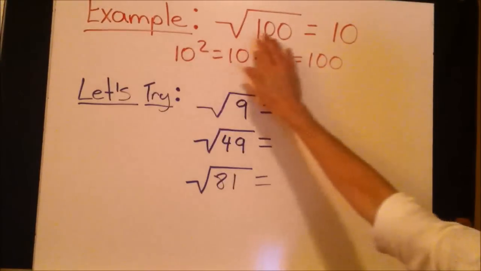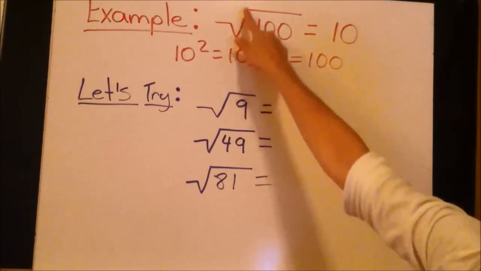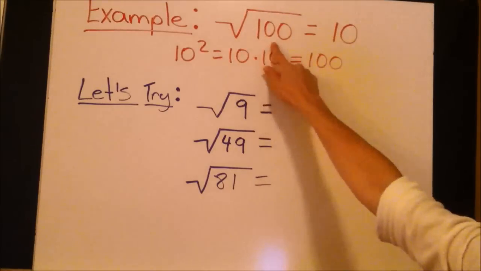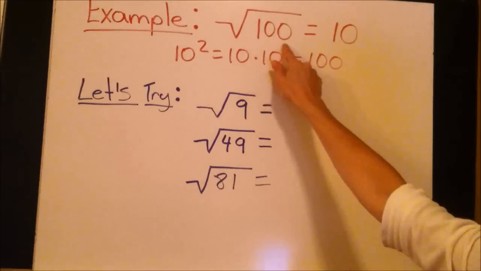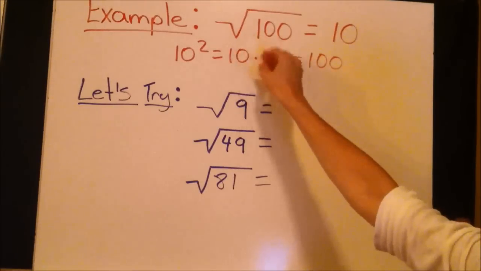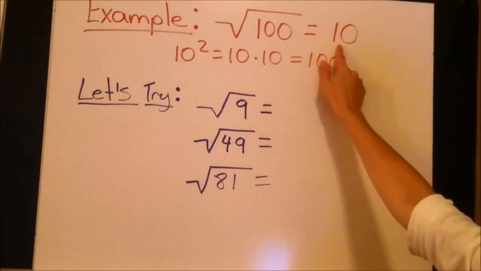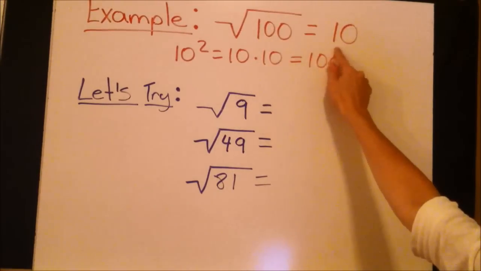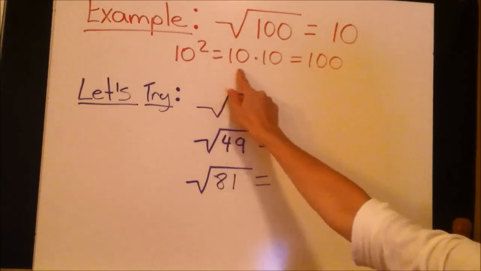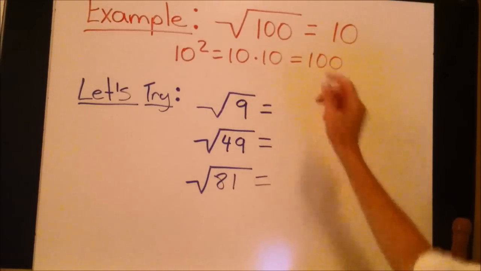An example would be 100, and here is the radical sign or the square root sign. Well, I'm looking for the square root of 100. What number times itself will give me 100? The square root of 100 is 10. 10 squared is 10 times 10, which equals 100.